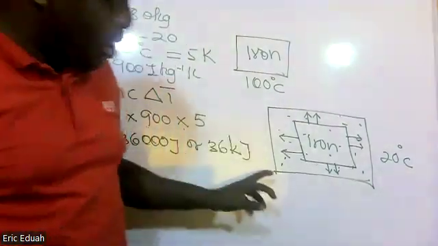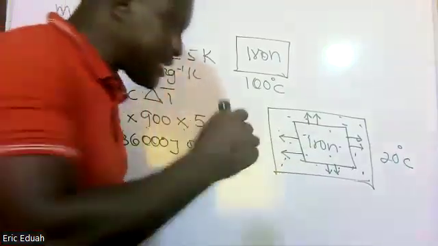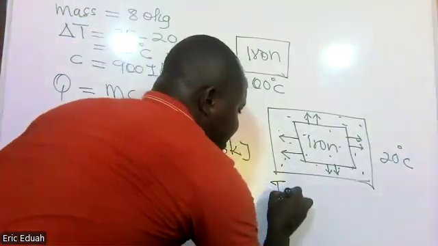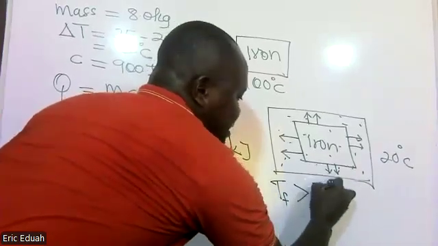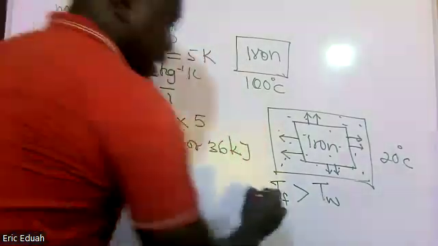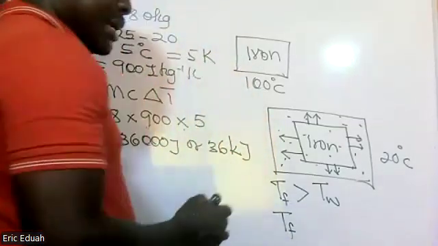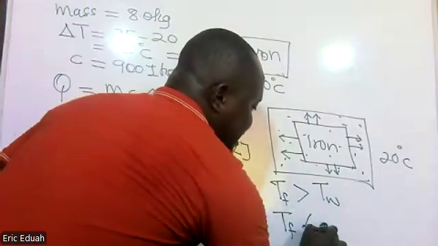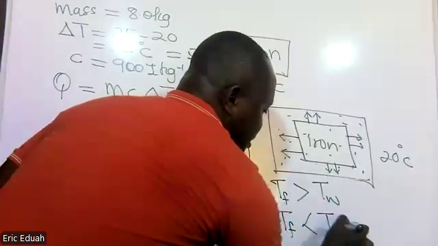Okay. Now, at thermal equilibrium, we expect the temperature of the mixture or the final to be greater than the temperature of water, and we also expect the temperature of the mixture or the final to be less than the temperature of iron.